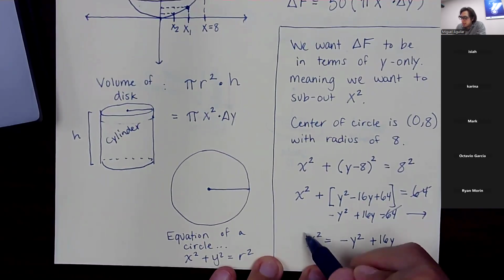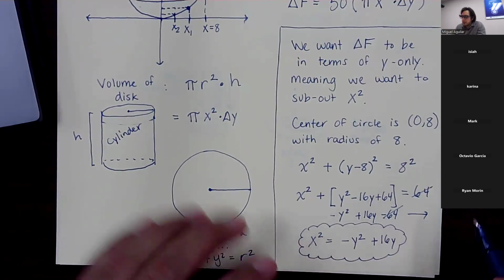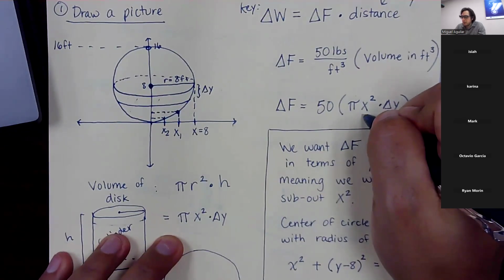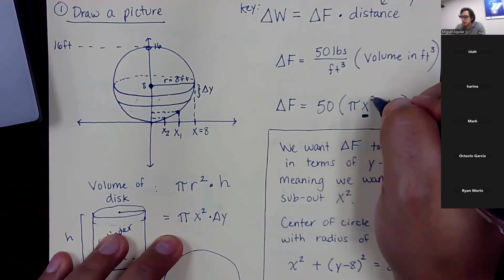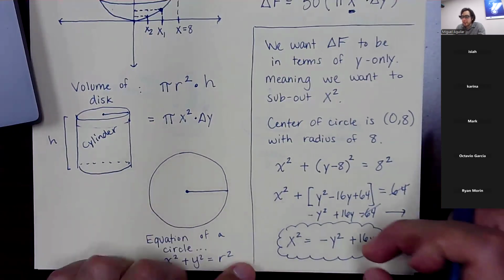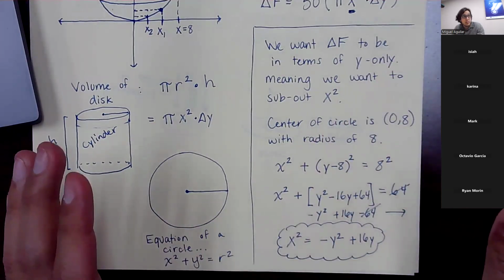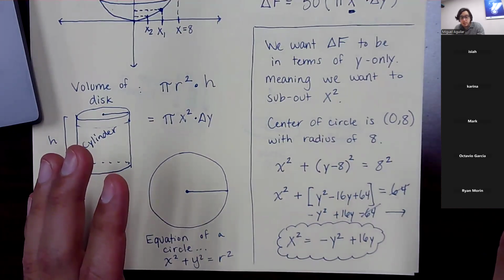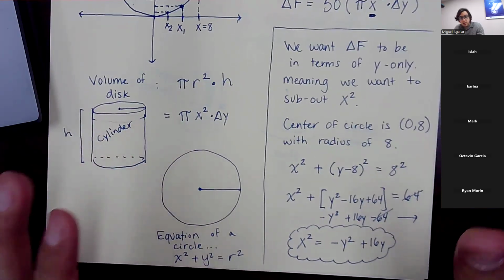And this thing is what we can substitute back into our force equation that we're getting here for x squared, right? Because now we can basically make that substitution and we'll have a force equation that's in terms of y only. Okay? Are there any questions, comments?